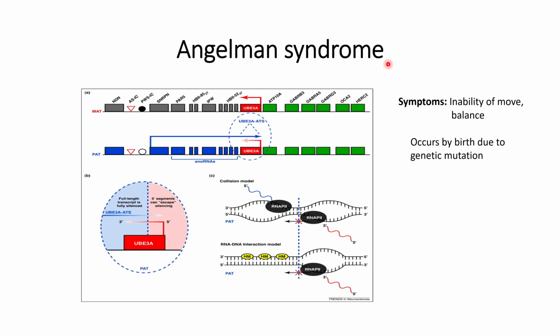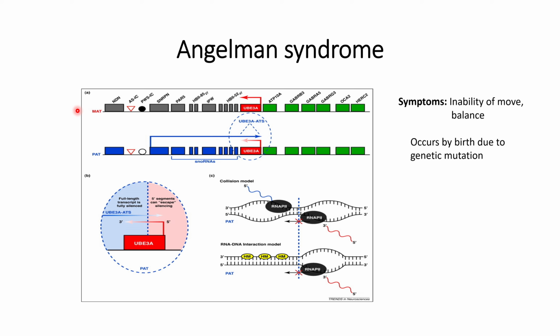In this video, we will discuss Angelman syndrome. This disease is related to a genetic mutation, and the children or patients generally have the genetic mutation from birth. A symptom of Angelman syndrome is that the child is unable to move or finds difficulty in balancing themselves. Children who have this syndrome also find difficulty in crawling.